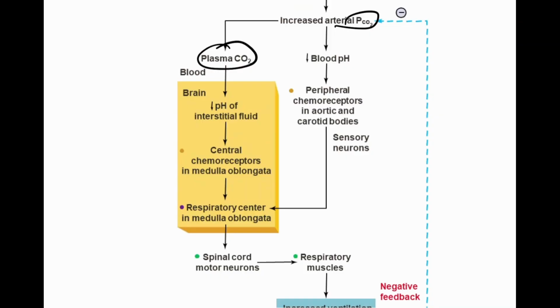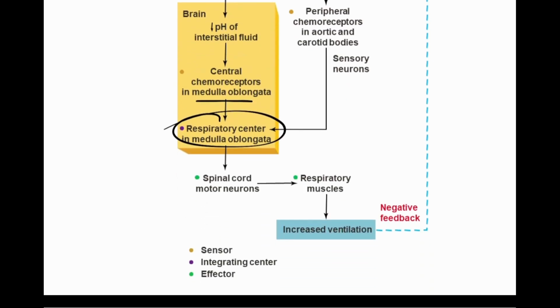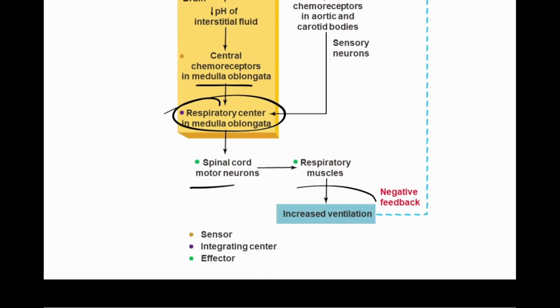We get those central chemoreceptors in the medulla oblongata that are going to sense CO2. And it says, hey, we're starting to get a little bit too much CO2 here, our pH is dropping, too much acidity. So it targets the respiratory center in that medulla oblongata, which is going to in turn stimulate the spinal cord to increase ventilation. So we pick up our breathing in hopes to lower the CO2.